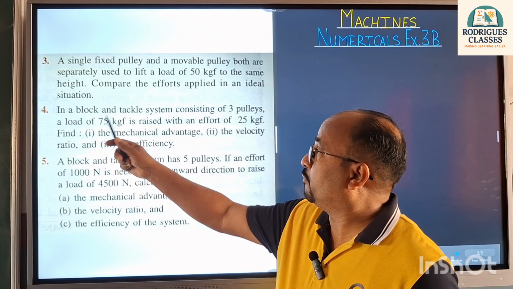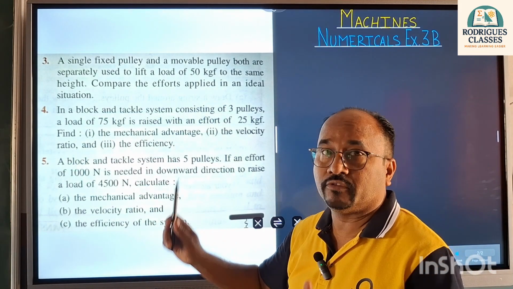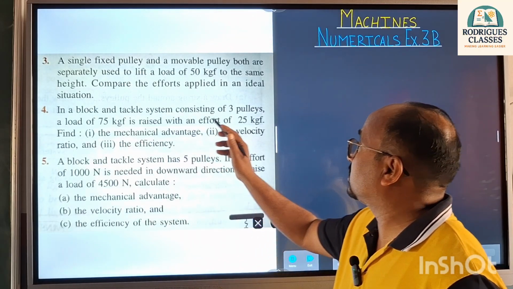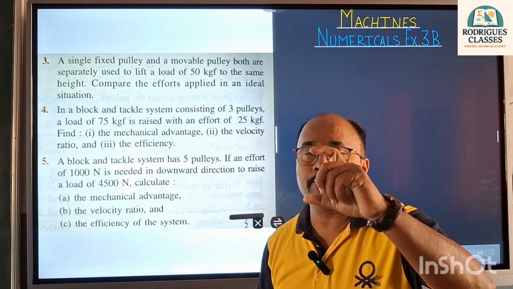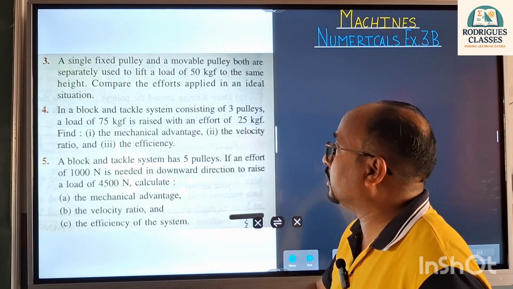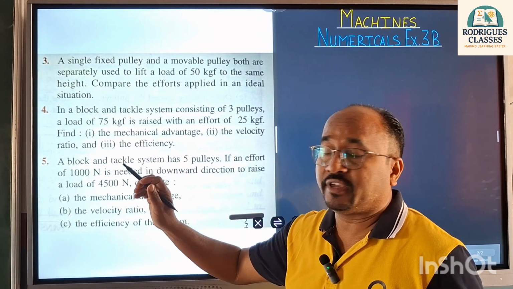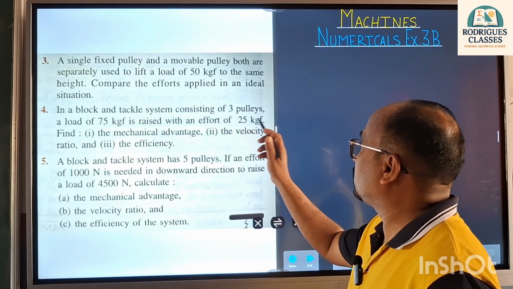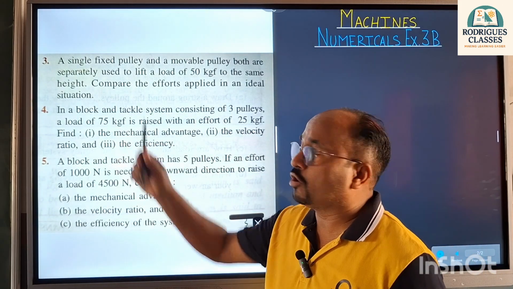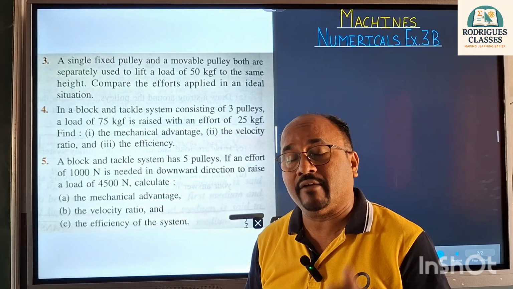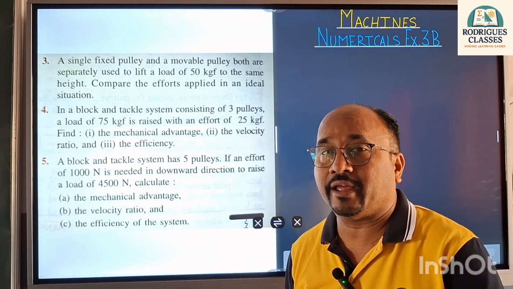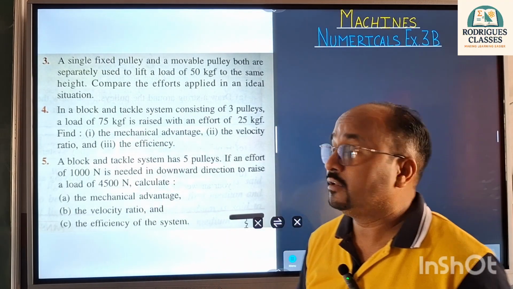Let us take a look at numerical number 4 in a block and tackle system. So we have come to know block and tackle system consisting of 3 pulleys. So altogether total is 3 pulleys. So the upper block will have 2, lower block will have 1. A load of 75 kgf is raised with an effort of 25 kgf. It is a block and tackle system. But since the load and the effort is given, we will have to find mechanical advantage with load by effort, not directly writing 3. Okay.